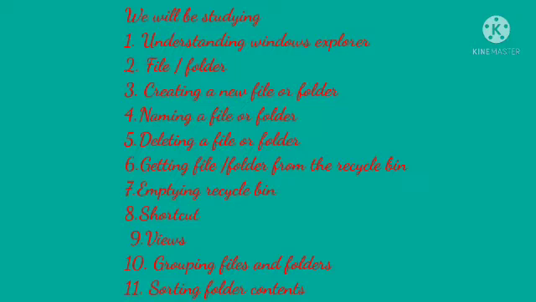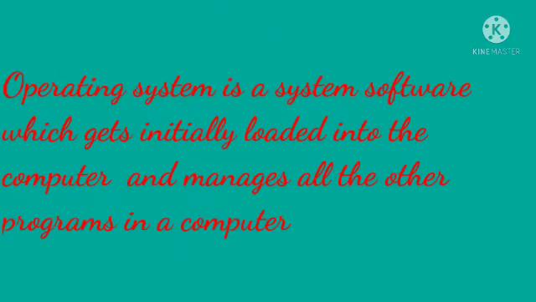Now let us start. Students, you have already studied about operating system, hardware and software. What do you mean by an operating system? An operating system is an interface between the user and the computer system, and hardware is the physical parts of the computer. Software is a set of instructions given to a computer to do some works.